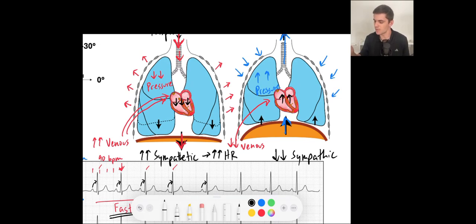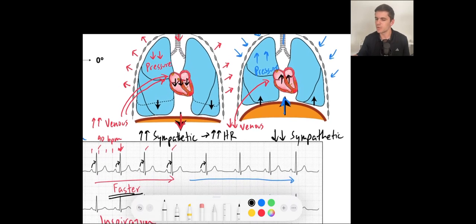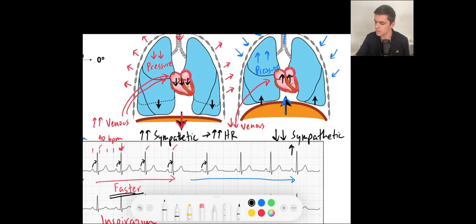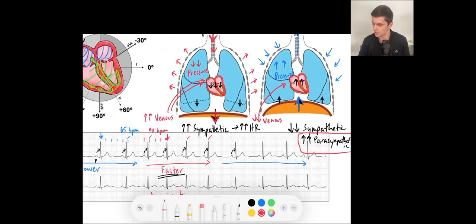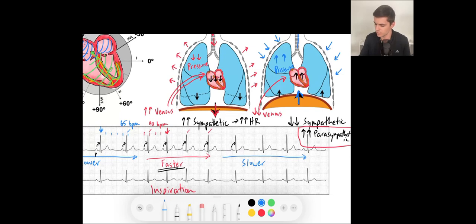And by decreasing the sympathetic tone, you essentially are getting an increase in the parasympathetic tone, right? Whenever the sympathetic tone is high, it overrides the parasympathetic tone. But now, since it decreased, this becomes the dominant aspect of the autonomic nervous system, which slows that heart rate down. And so notice, as it gets slower, this is with expiration.